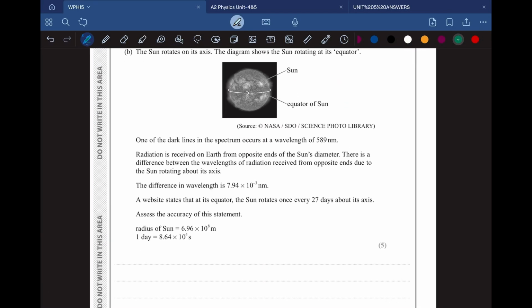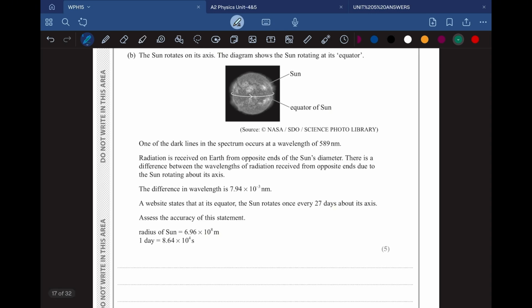It says the sun rotates on its axis. The diagram shows the sun rotating at its equator. So it is rotating on its axis.